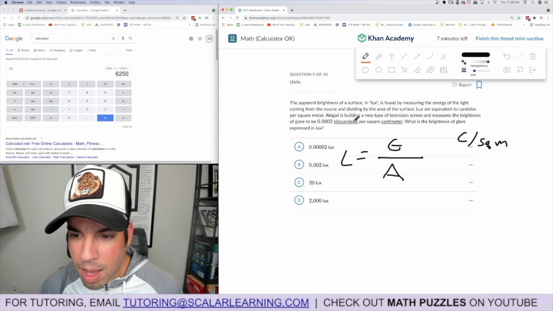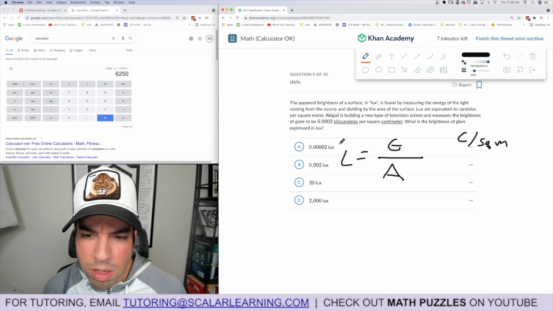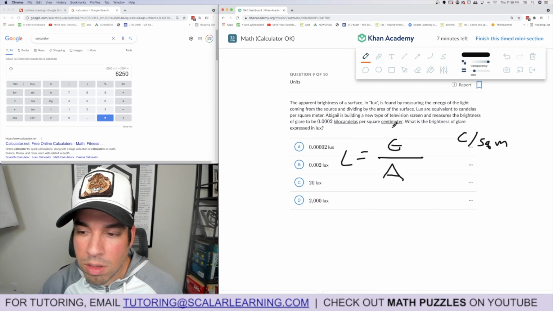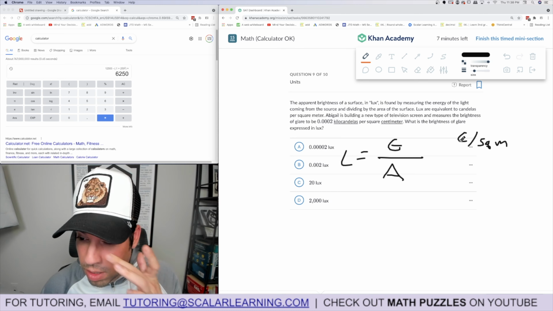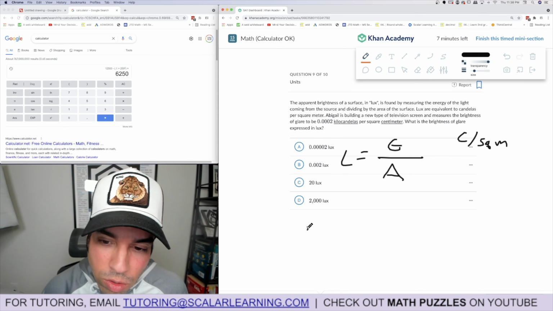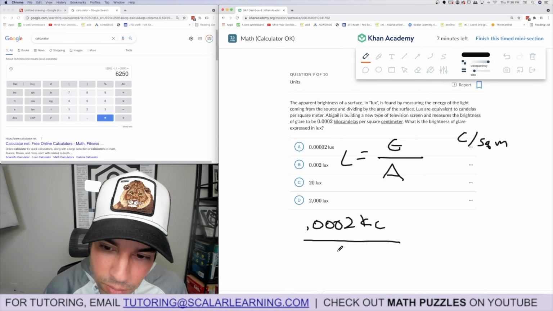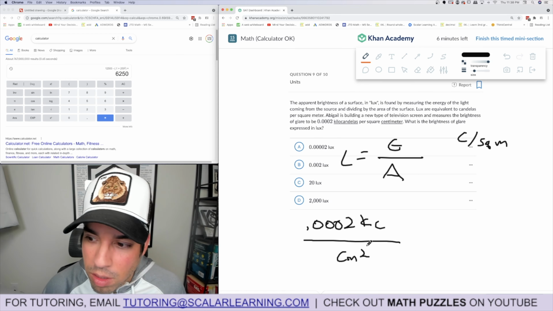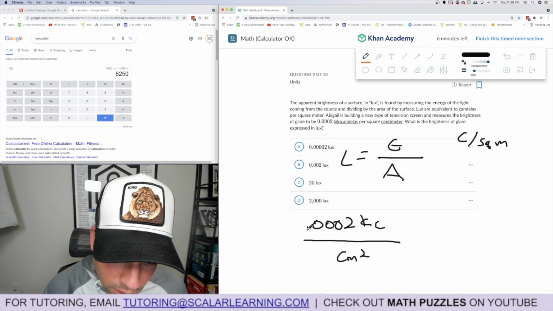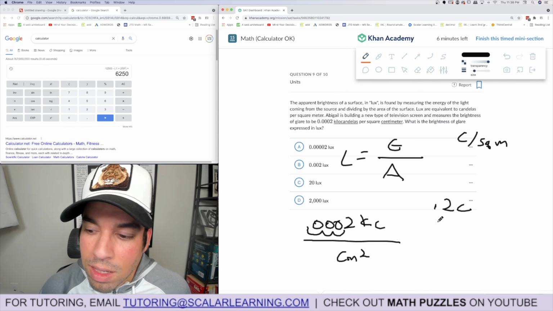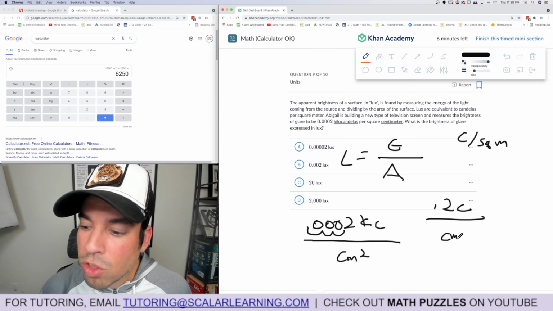Okay. Abigail's building a new type of television screen and measures the brightness of glare to be 0.0002 kilocandelas per square centimeter. Okay, so we've got to convert back to candelas. Okay, got it. So 0.0002 kilocandelas over centimeters squared, and we need to get it back to square meters. So kilo, to be regular candelas, 1, 2, 3. So it's 0.2 candelas per centimeter squared.